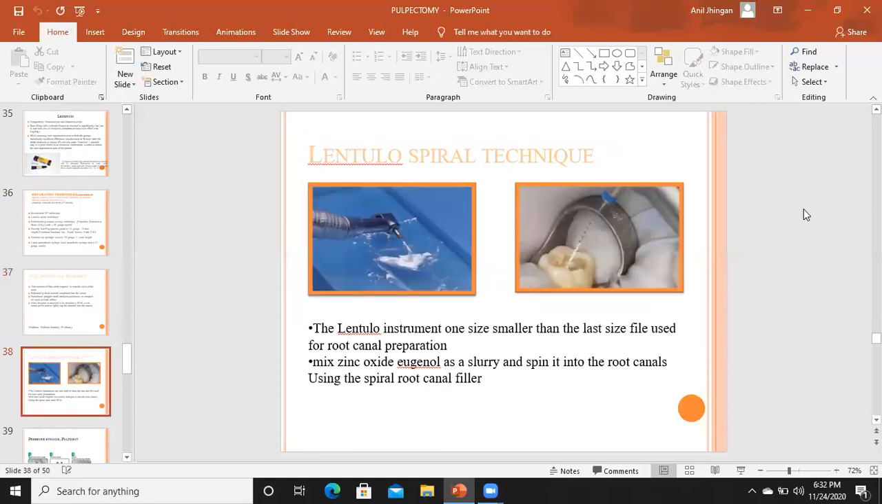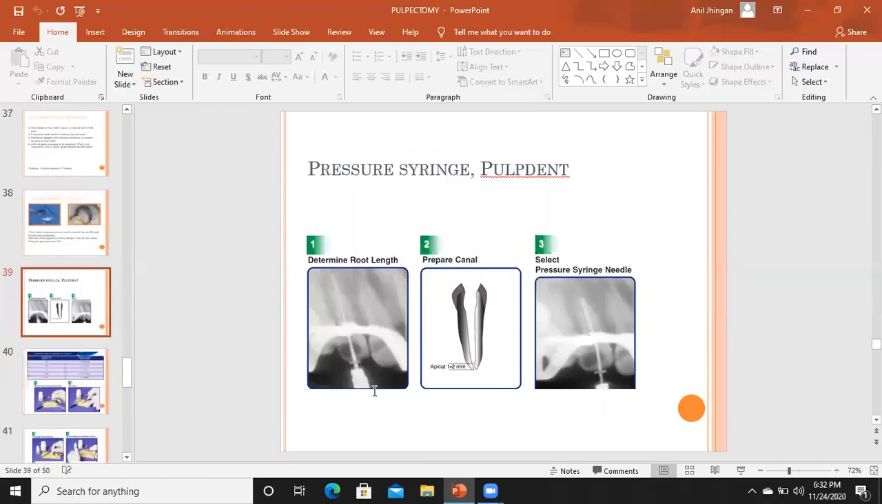So, the next technique is the Lentulo spiral technique. Now, Lentulo is an instrument which is used for obturating the materials. The Lentulo instrument is one size smaller than the last size file used for root canal preparation. A mix of zinc oxide eugenol is made as a slurry, and the Lentulo is spun into the root canals using the spiral root canal filler.